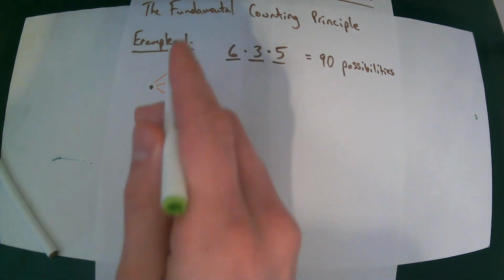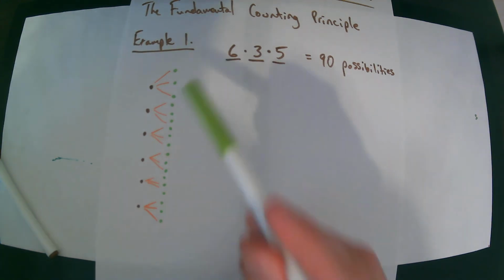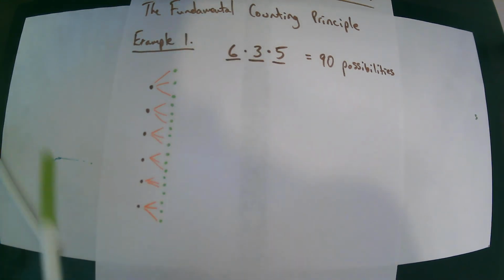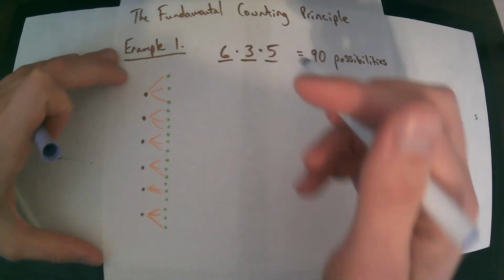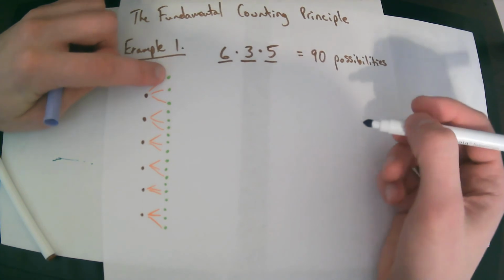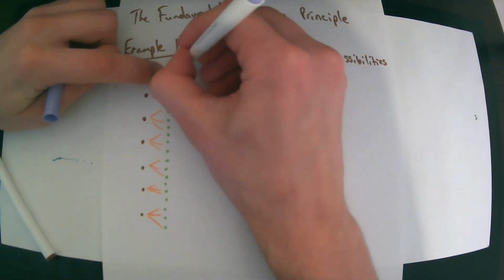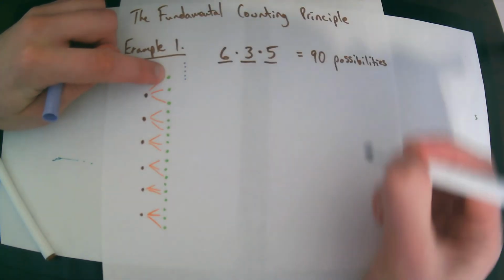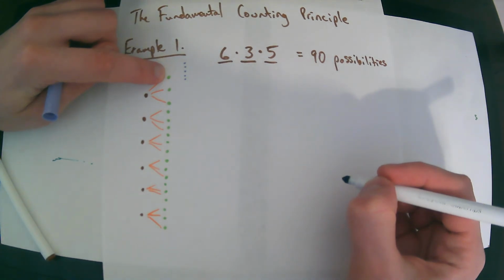Now at the end of each of these vegetable possibilities, these little green dots, there are 5 options for fruit. So off of every single one of these little green dots, I need to draw 5 possibilities for fruit: 1, 2, 3, 4, 5.